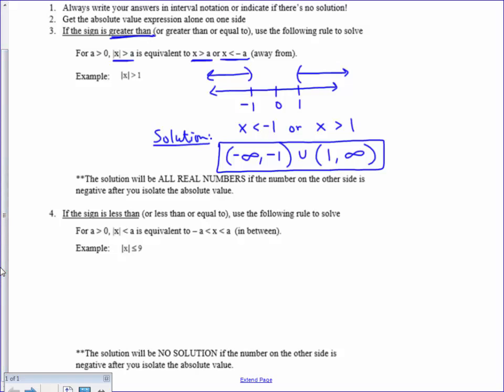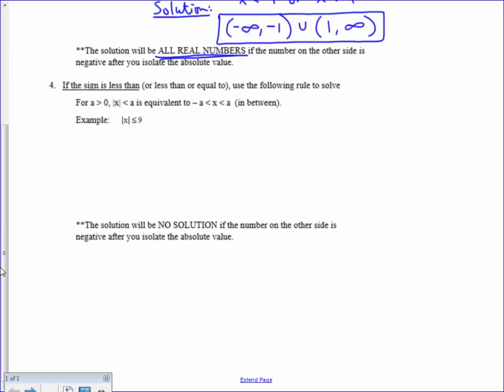Make yourself a note. The solution is going to be all real numbers if the number on the other side of the absolute value expression is negative after you isolate the absolute value. The reason for this is absolute value is defined to be a positive number. If you have absolute value greater than a negative number, this is going to be true all the time. And so watch for that one special instance.